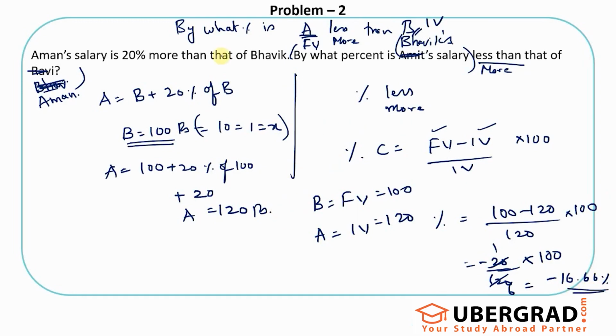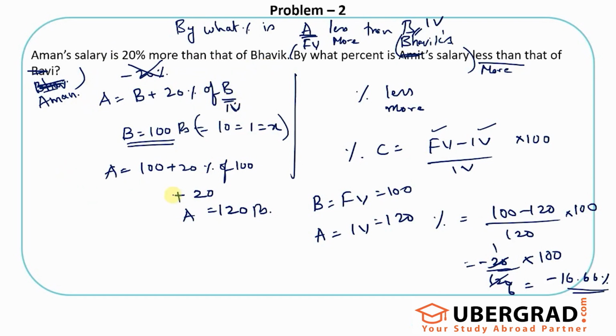Right, so let me say this again. Some of the students I see think that if Aman's salary is 20% more than Bhavik, automatically, by what percent is Bhavik's salary less than Aman, they think 20%. This is absolutely wrong. Why? See, Aman's salary is 20% more than that of Bhavik. Here Bhavik is base, that is Bhavik is the initial value.